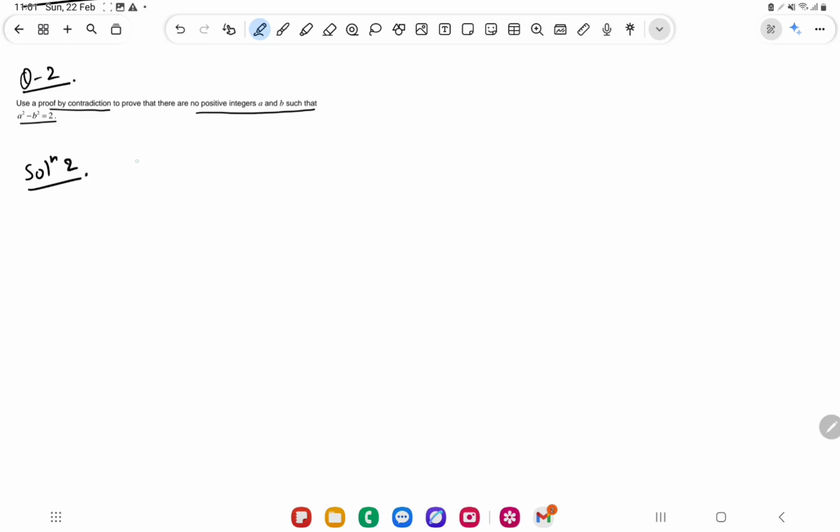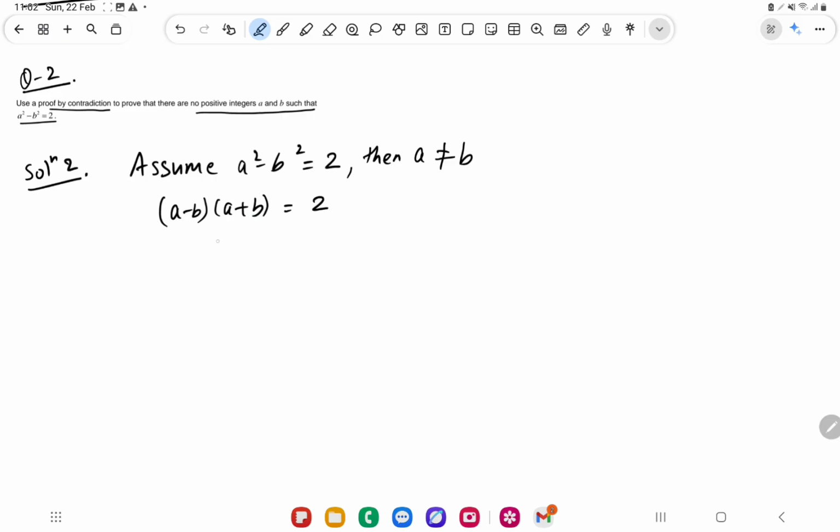For this, we will first assume that A square minus B square is equal to 2. Then A cannot be equal to B. Now we can apply the identity and write it as (A minus B) times (A plus B) is equal to 2. So from here I can write A minus B as 2 upon A plus B.